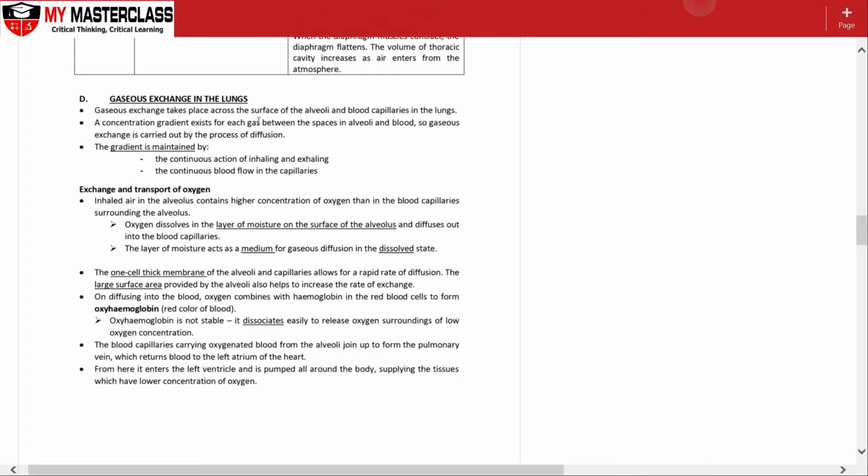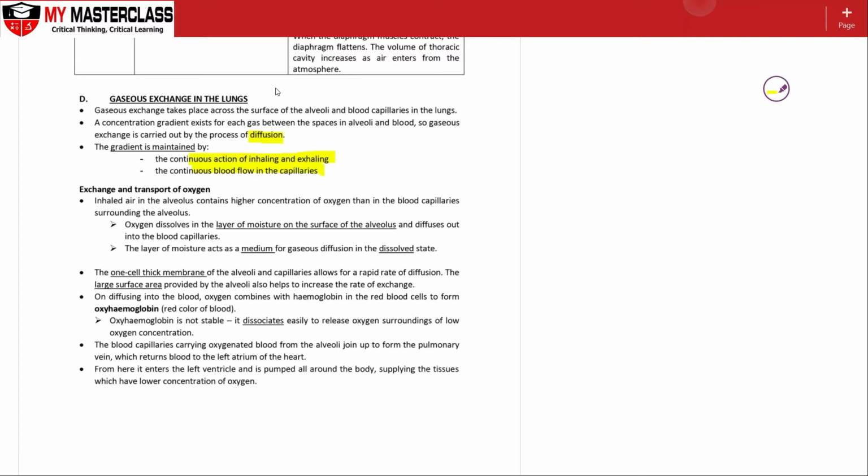So gaseous exchange will take place across your alveoli and blood capillaries. You have the concentration gradient, which means the concentration of carbon dioxide in the lung region is high, which is why it diffuses out. Take note, it is diffusion. This particular concentration gradient is maintained due to your inhalation and exhalation, and also blood flow.